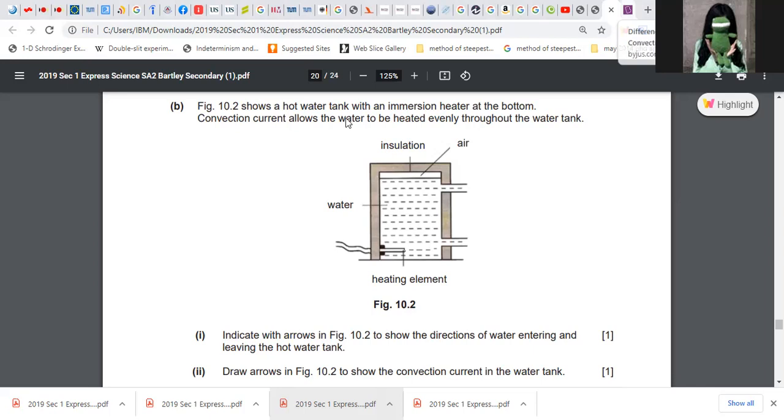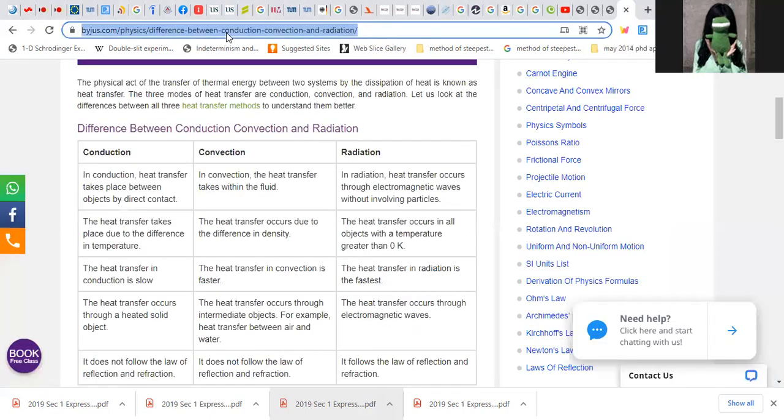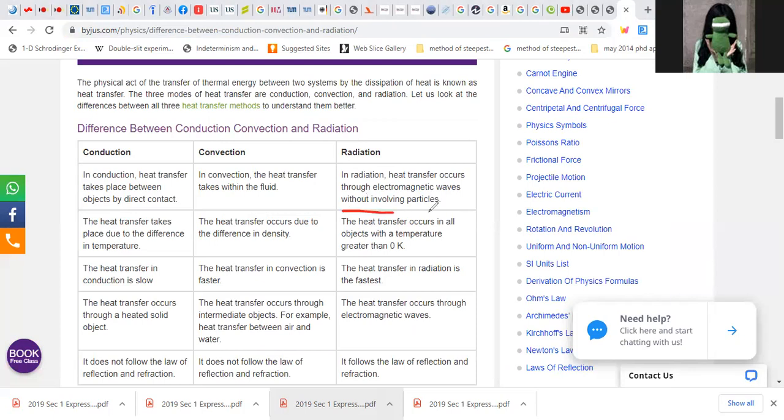Okay. So conduction normally is in a solid. Understand? Convection is in a fluid. Then radiation, remember or not? Radiation is heat transfer through electromagnetic waves without involving particles. Just now we said the particle can be very small, like protons, neutrons and electrons. Or waves, okay? That means this object and this object never touch, they just transfer heat through the waves. Convection has touch, conduction has touch. Understand? Okay, can.